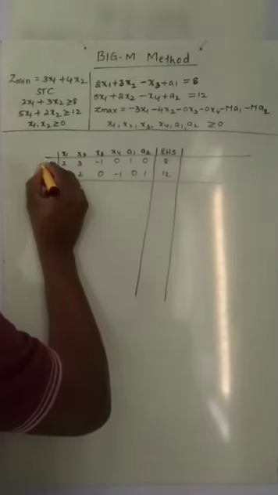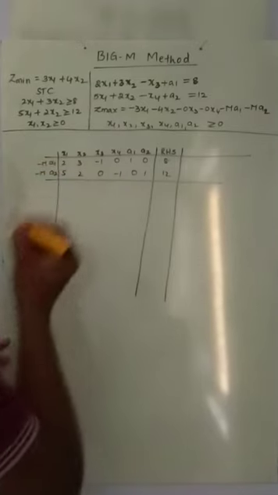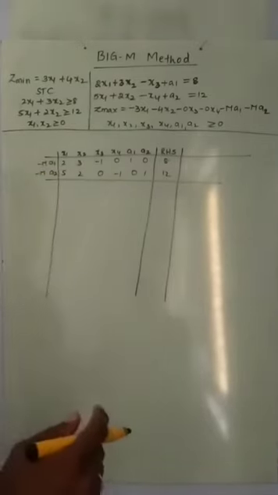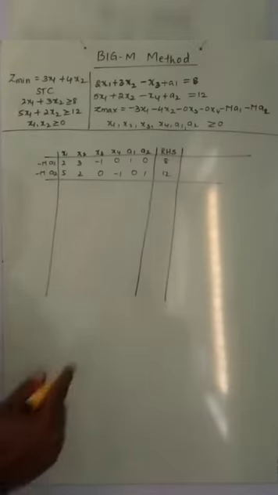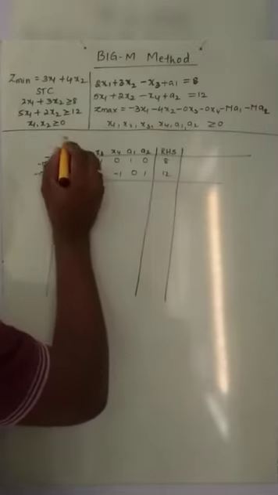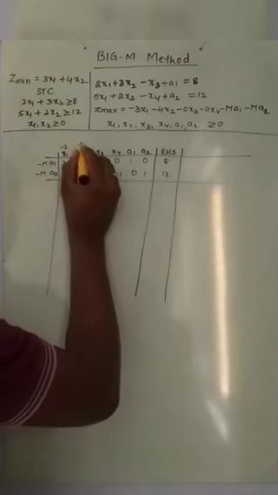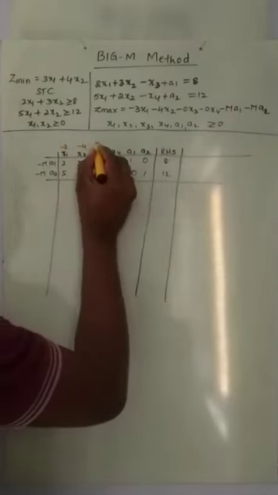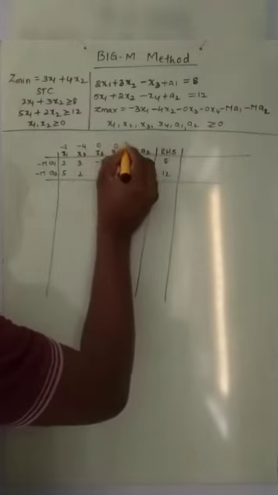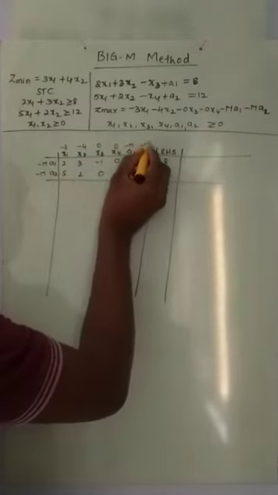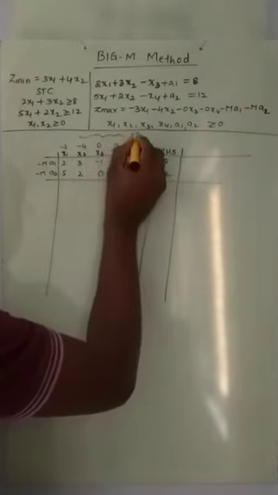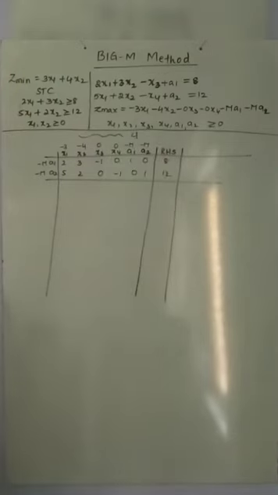Actually, these artificial variables will have the coefficient minus m, and the variables will have minus 3, minus 4, 0, 0, minus m, minus m. So these are all called the Cj values.